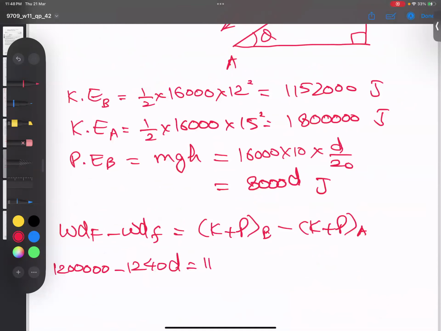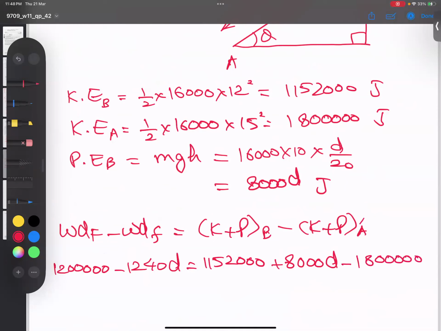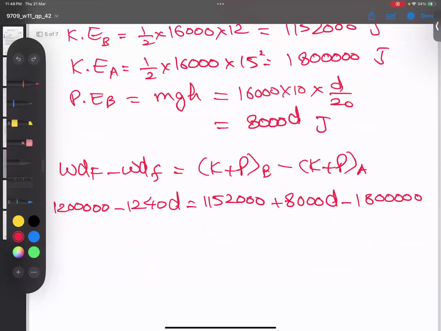Now the kinetic energy at B, I just got it, this one. I just plug in the numbers to make it easy. The potential energy at B, I got it, 8,000 d. The kinetic energy at A, I got this much, so I'm writing negative 1, 8, and 5 zeros. And the potential energy at the bottom is 0. So now I'm just solving to get the answer.